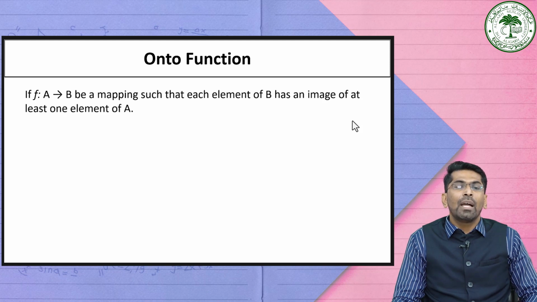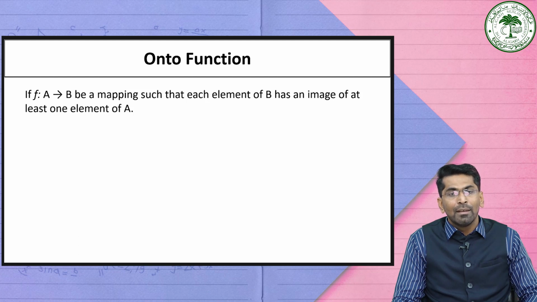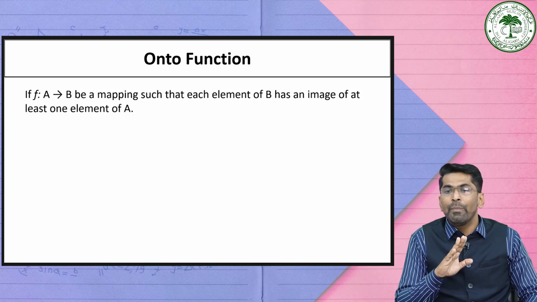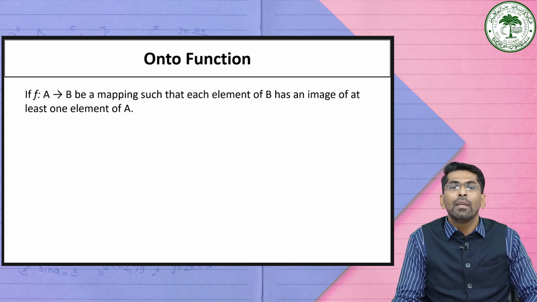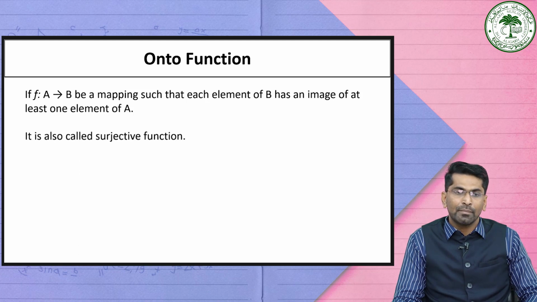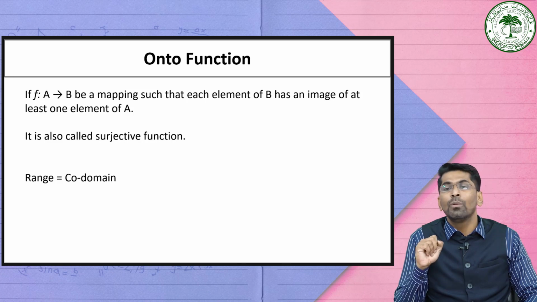Now, the second type of function is known as the onto function. If f is a function from A to B, a mapping such that each element of B is an image of at least one element of set A. If for every element of B there is at least one or more than one element matching as pre-image, then the function is said to be an onto function. It is also called a surjective function. In this case, your range is equal to the codomain. The range will be exactly equal to the codomain.